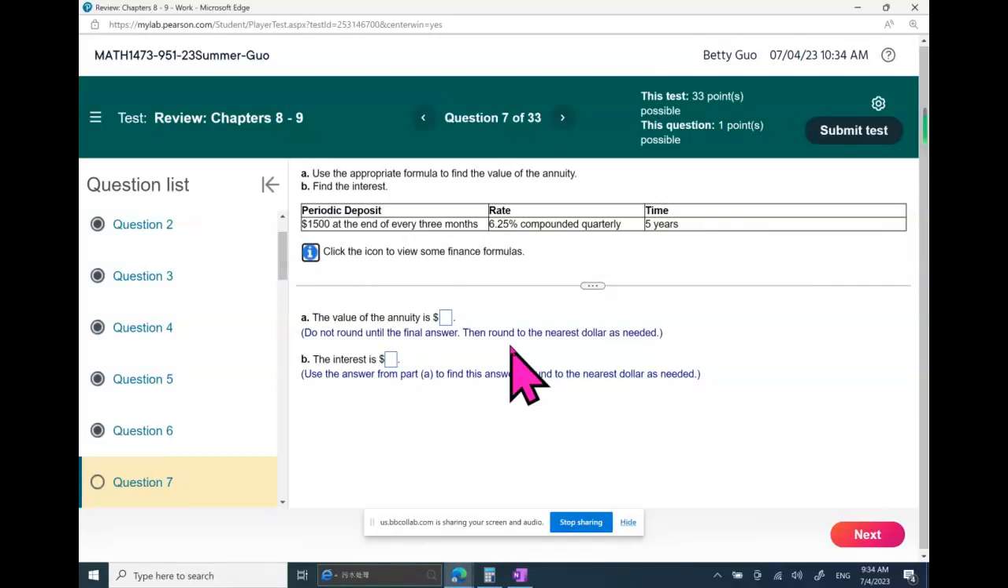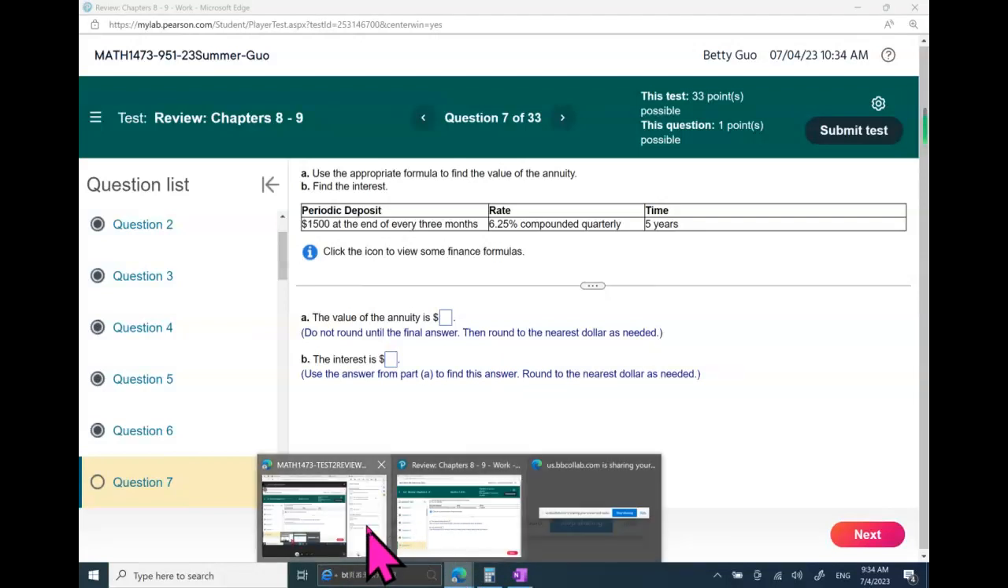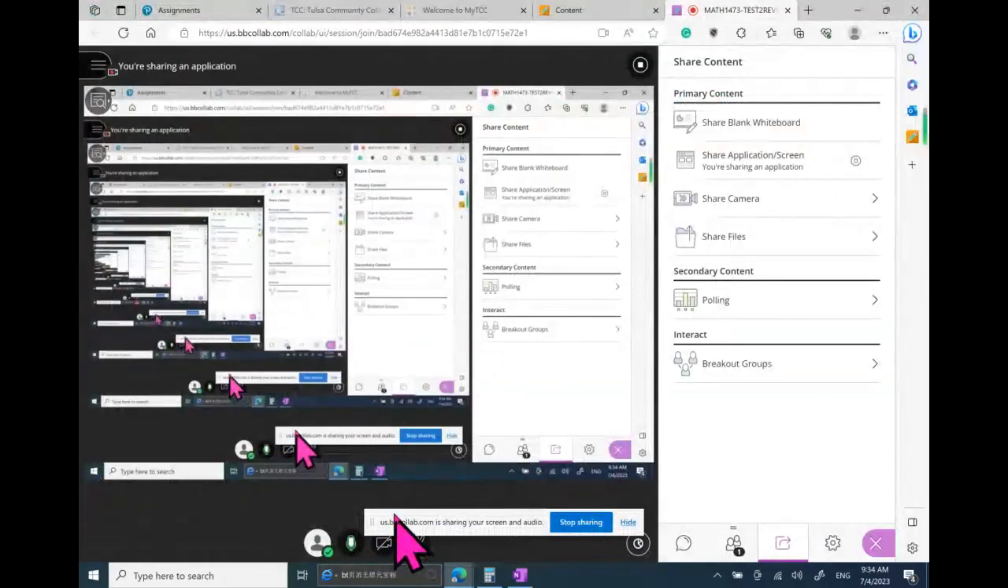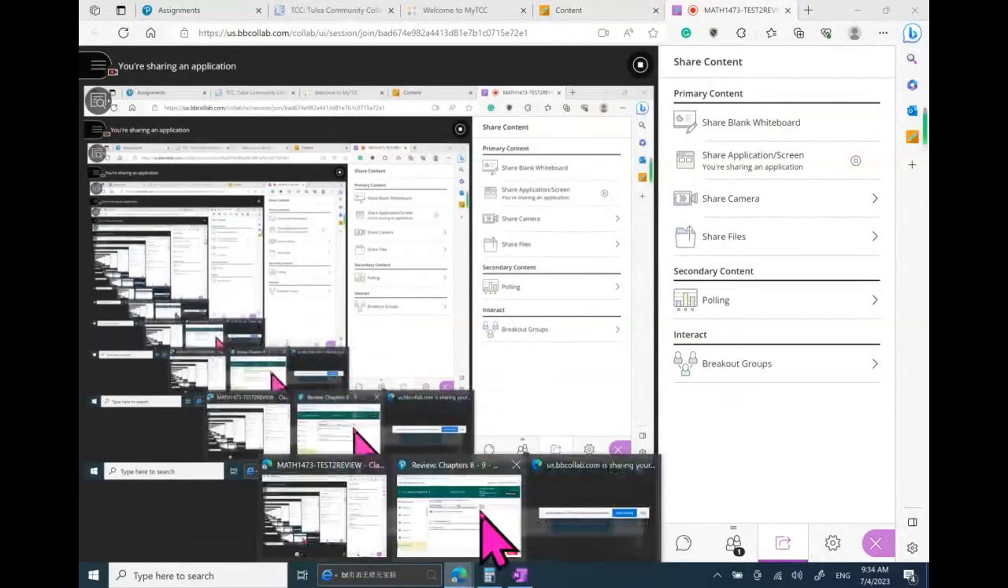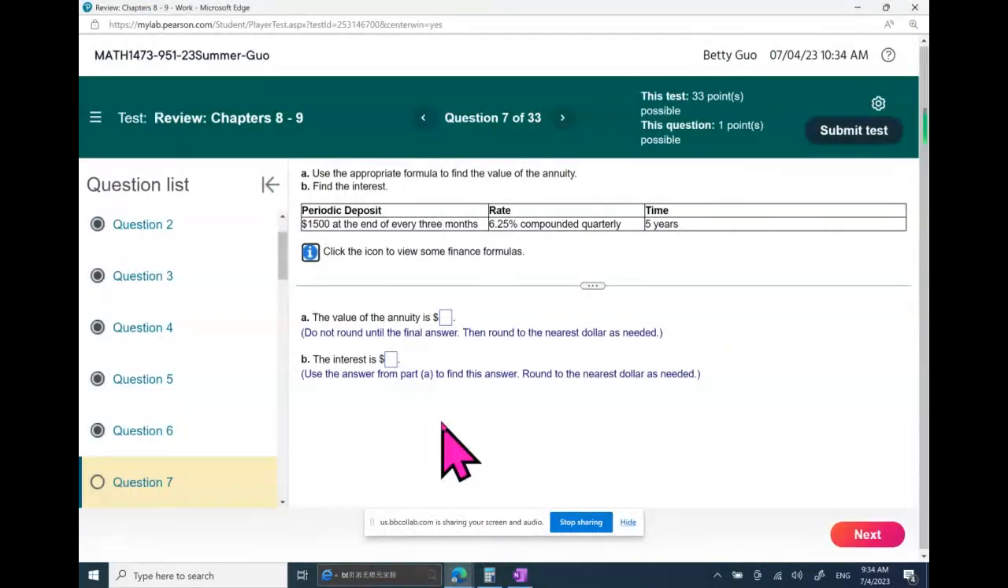What do we have about this annuity? Periodic deposit is $1,500 at the end of every 3 months. So this is quarterly, right? Every 3 months. Rate is 6.25%, compounded quarterly. Time is 5 years. That's the information we are given.